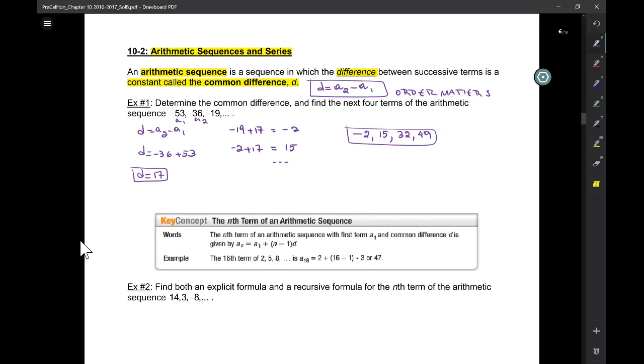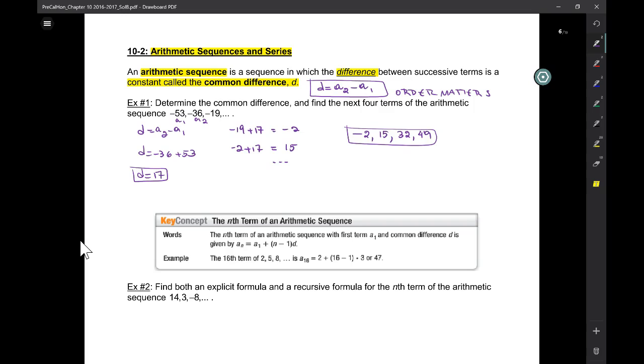So the next four terms will be negative 2, 15, 32, 49. Okay, so the common difference is 17, because if you do this minus this, it's 17. Difference is how far apart the two numbers are. Okay? So if you subtract these two, you do get 17, right? So it's how far apart the numbers are.